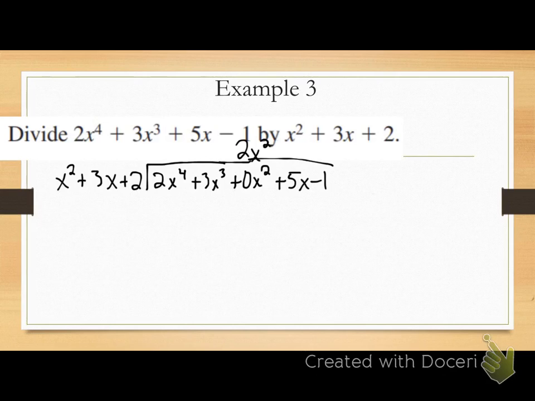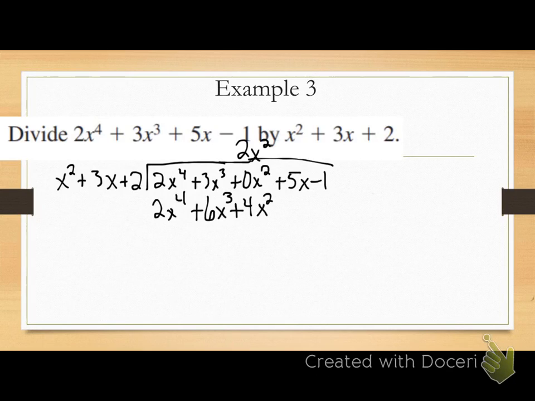2x squared. Now what do I do? Multiply my 2x squared through my divisor. So 2x squared times x squared gives me 2x to the 4th. 2x squared times 3x. Not 5x cubed. 6x cubed. And then 2x squared times 2. Very good. 4x squared.